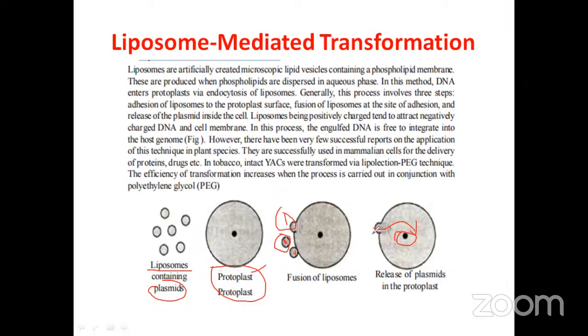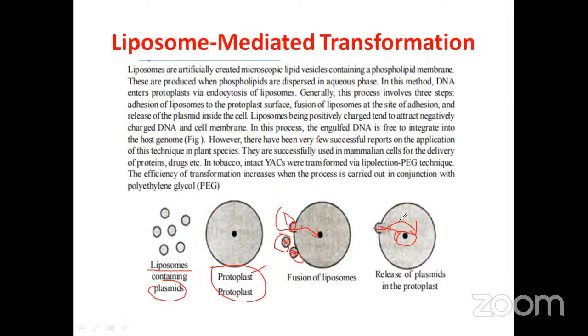Plasmid. After attachment, this is the first one, addition, attached, release, and finally release of the plasmid. Liposomes being positively charged tend to attract negatively charged DNA and cell membrane. In this process, the engulfed DNA is free to be integrated in the host genome.